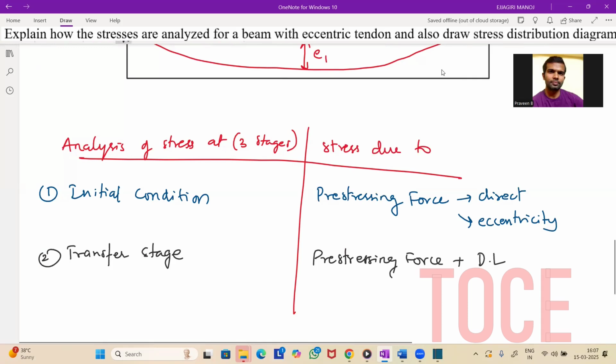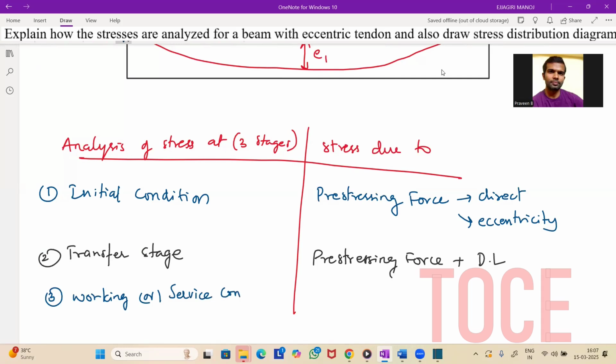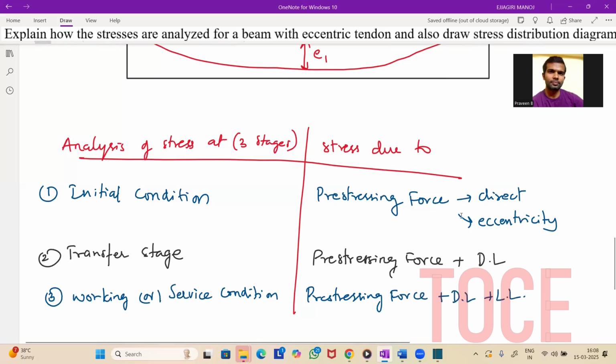And the third stage is the working or the service stage condition. Okay, so at this stage, you will have the stress due to pre-stressing force plus the dead load and the live load. Okay, so you need to know what the stages are, or at what stage you are calculating the stress in the member.